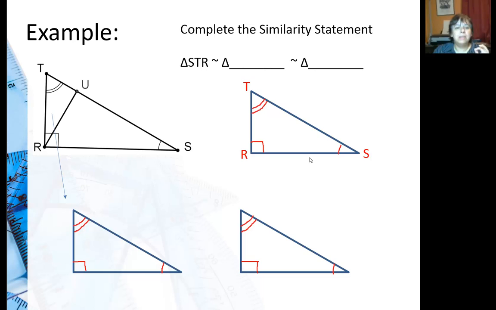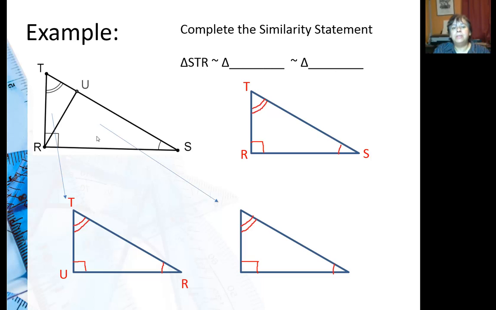Then I'm going to take the triangle on the left. The right angle on the triangle on the left is actually up here at U. And the two-arc angle mark is T. So I can put T there and U down here. The only other point left on this triangle is R, so I fill that in.